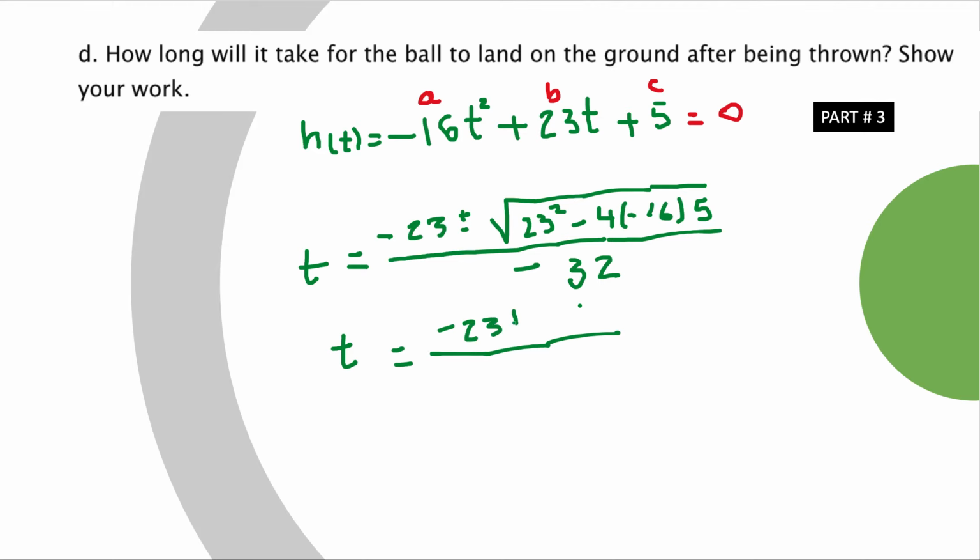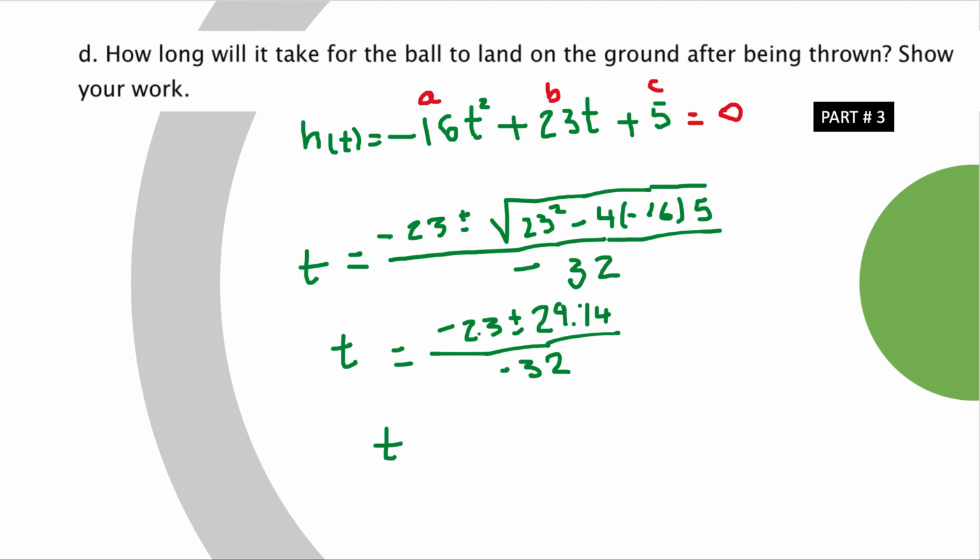plus or minus 29.14, divided by negative 32. Now we know the time should be positive. If I take the plus, minus 23 plus 29 is a positive number because 29 is greater than 23, and positive divided by negative is negative. So I am omitting the plus solution because it's not the right solution.